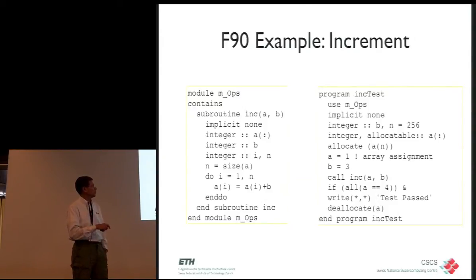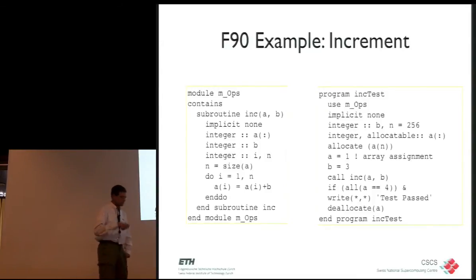You have an allocatable array, which is then allocated with length n, ignoring the fact that 256 is too small for GPUs for the time being. All of A is initialized to 1. The increment is 3. Therefore, after this increment function or subroutine, all the values should be 4. And we can test that.